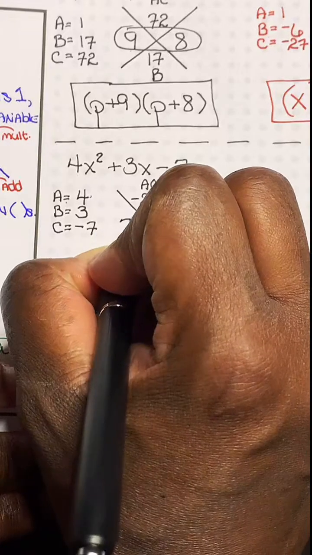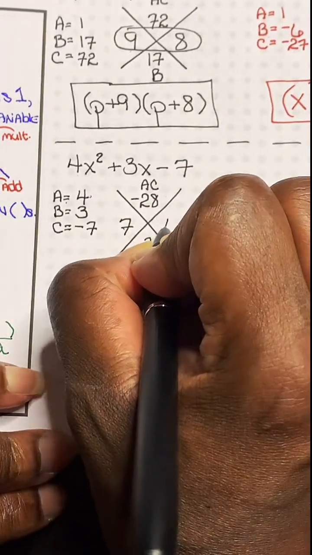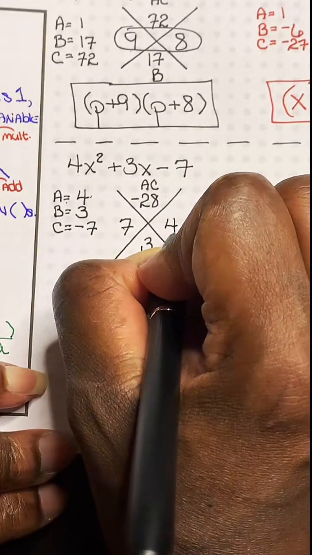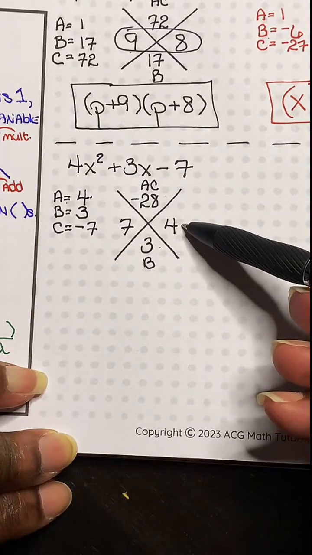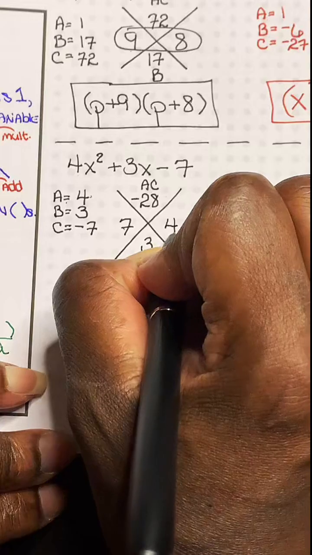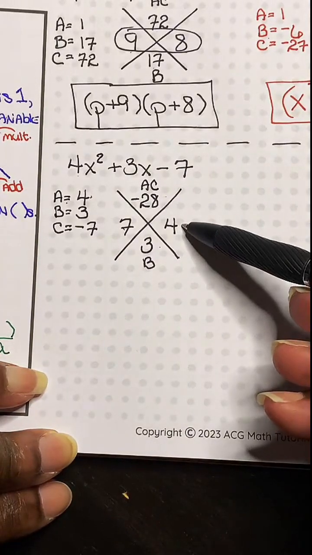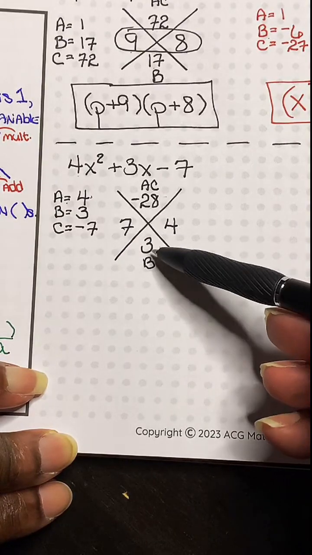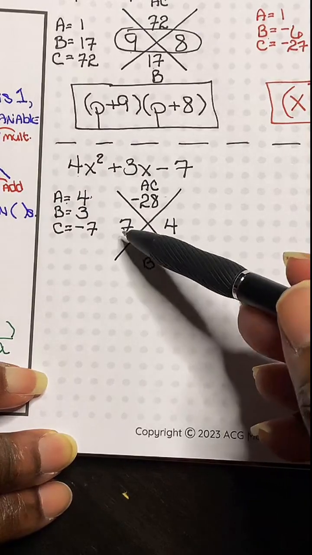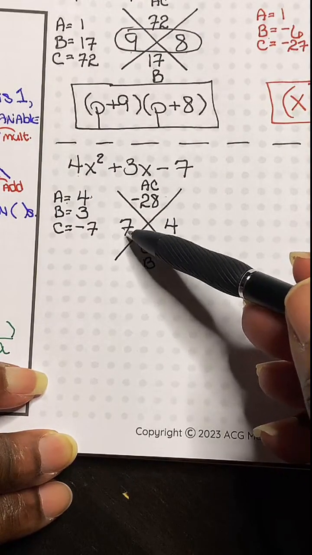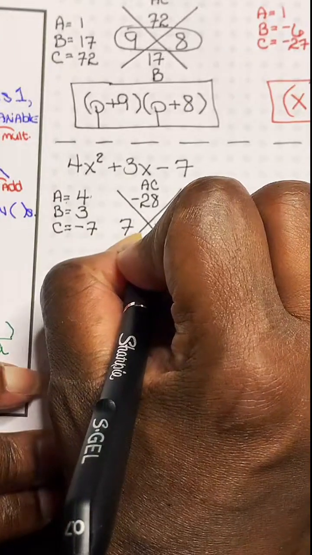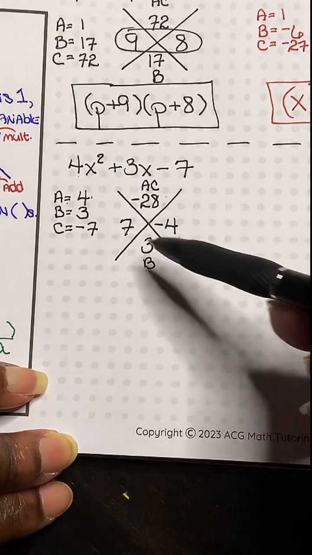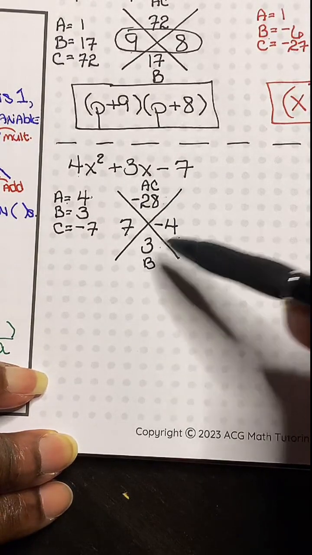If I do 7 times 4, that gives me 28, but I need a negative. In order for me to figure out which one's going to be negative, I need to know which one, if I add these two together, is going to give me a positive 3. Well, that means my 7 has to be larger and positive. So if I make 4 negative, 7 times negative 4 gives me negative 28, and 7 plus negative 4 gives me 3.